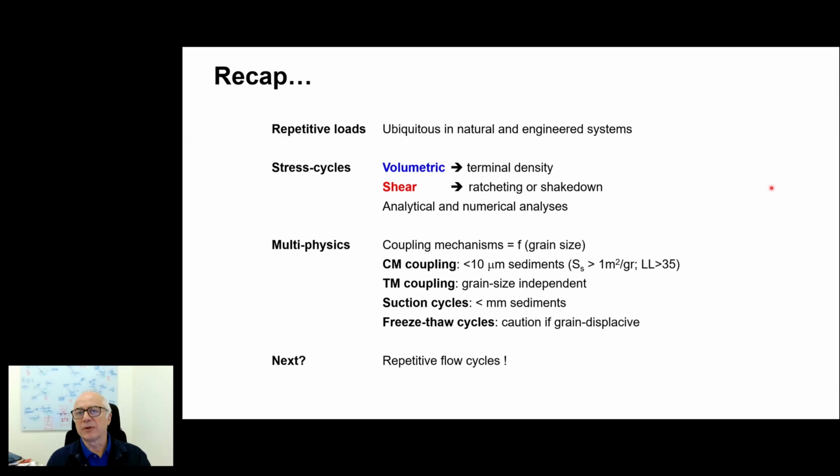Once again, we went back to scale dependency for suction cycles, which gains relevance in sub-millimeter sediments, including the silts, particularly the clays. And we showed how important freeze-thaw cycles could be, particularly when freezing produces grain displacement, which is going to be very important in the finer materials and at lower confinements. Finally, we are reaching today's presentation, which is going to place emphasis on the fluid flowing in pores.